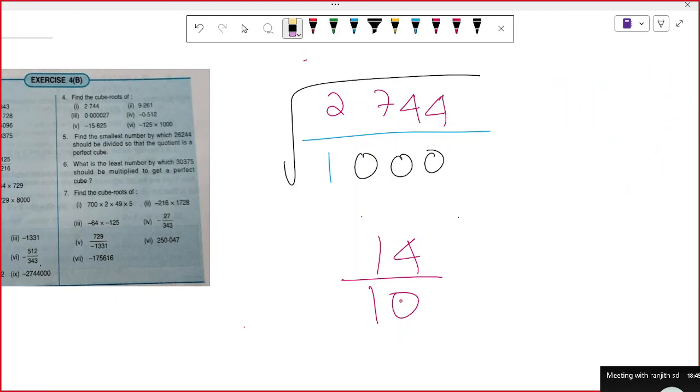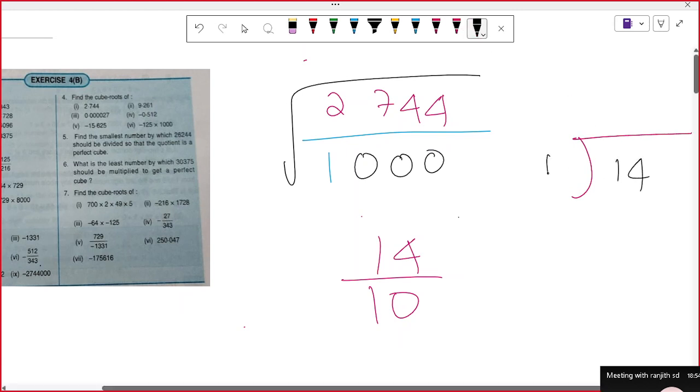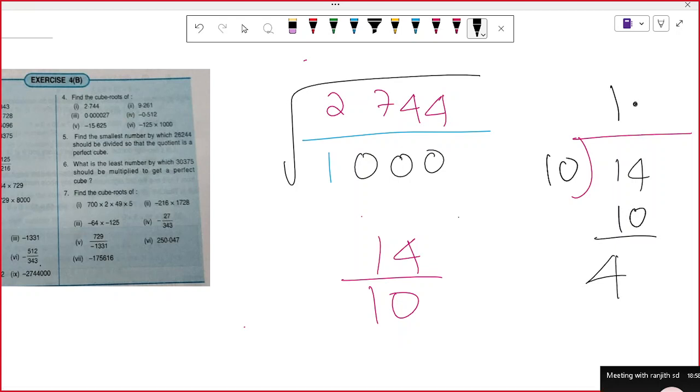No, you can't cancel the 0. If a 0 is given, you have to shift. If you're getting confused even in this, go with the usual method: 14 outside and 10 inside. 10 ones are 10, remainder 4. Then we can reduce and divide. If you're getting confused in the shifting method, use the division method.